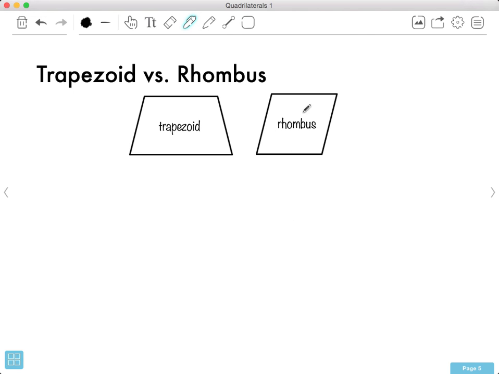A rhombus has 2 pairs of equal sides, whereas a trapezoid does not. A rhombus has diagonals that are not equal length, whereas a trapezoid has diagonals that are the same length as one another. Neither one of them are going to have diagonals that meet at a 90-degree angle. And another similarity is their corners would not be 90-degree angles either.